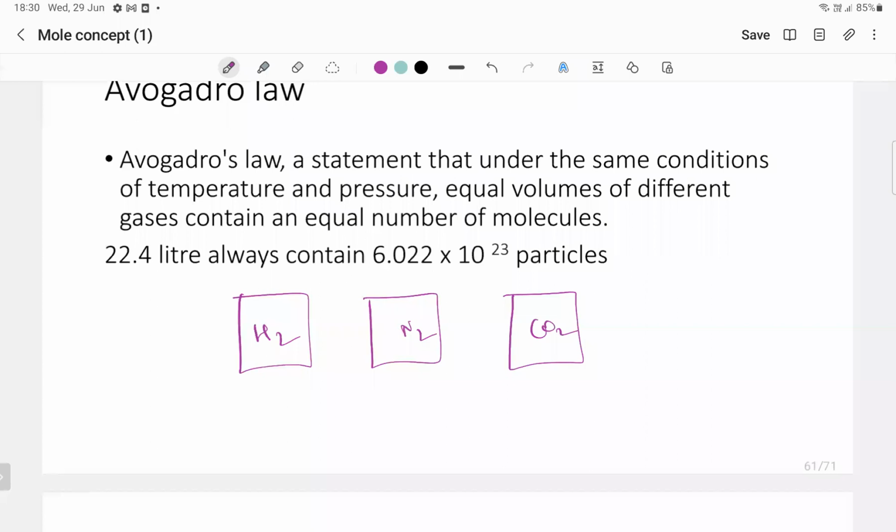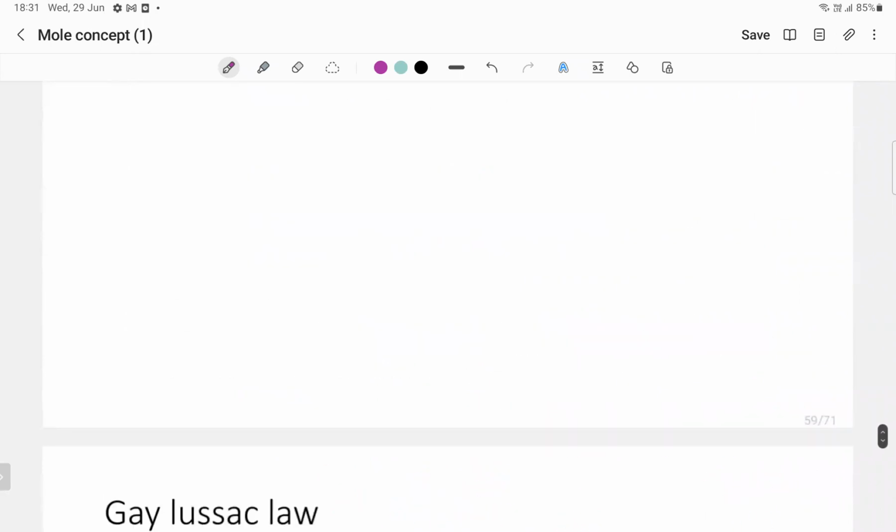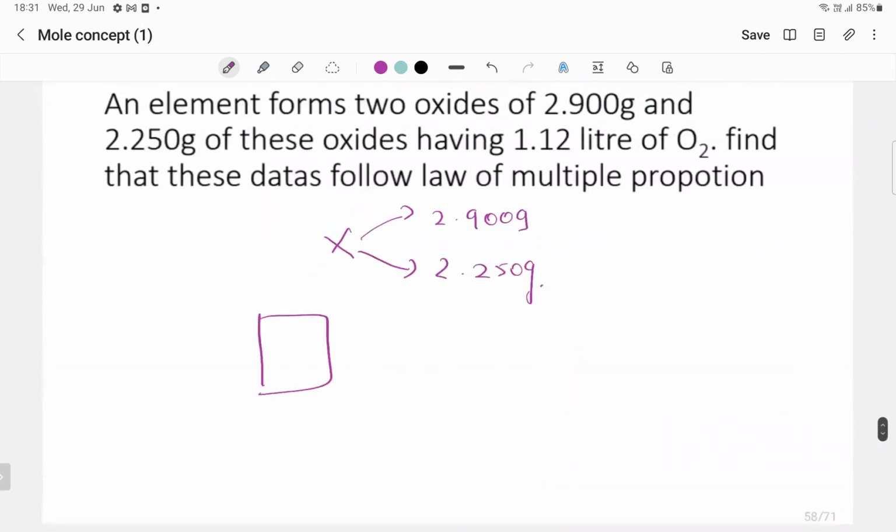Clear? Did you understand this concept now? 22.4 liters, equal volume of different gases. This is your Avogadro's law. Now look at this problem. Try to solve this problem.